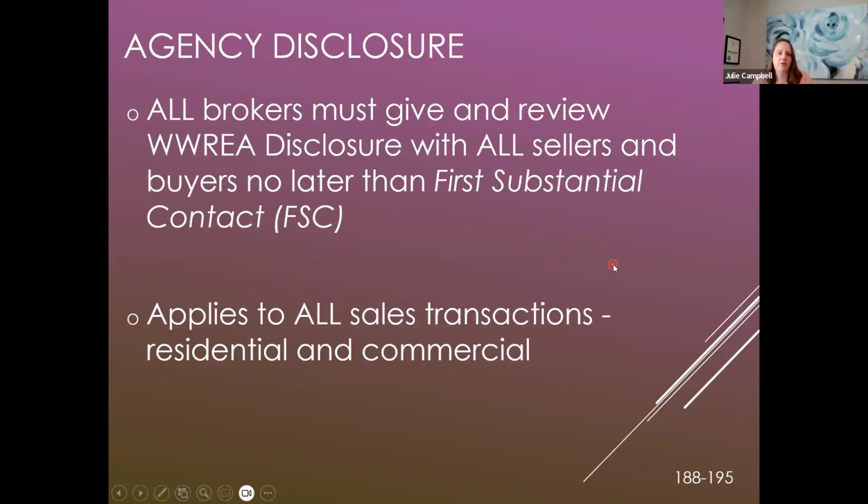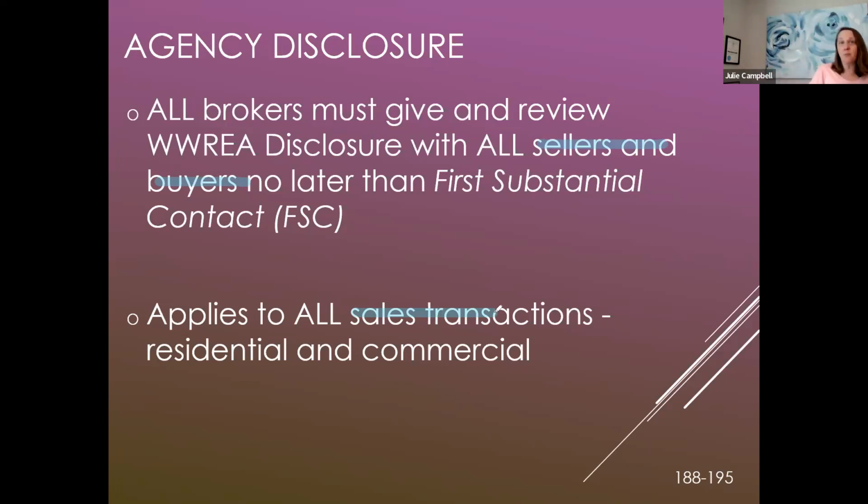We have a duty to disclose our agency status with all buyers and sellers, in other words, in sales transactions, no later than first substantial contact. Kimberly, you pretty much ignore this section, except we need you to pass a test on this. Once you get done with this, you don't have to worry about it anymore, do you? Because this isn't for a lease. This isn't for landlords and tenants. It's for sales transactions only. So we just got to get you through the test, Kimberly. Does that sound good? And then you probably never hear about this disclosure again. You lucky duck. No, I'm just kidding.